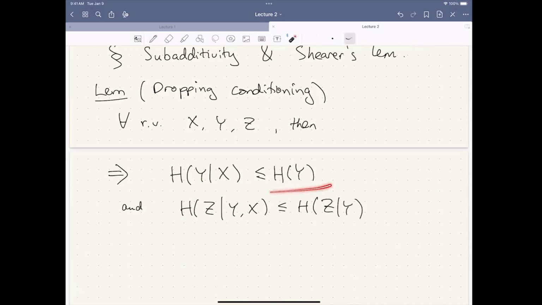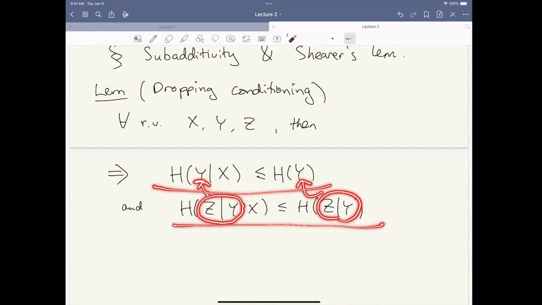I will only prove the first one. The second one is almost the same. You just think of these as one, as the y here, and you have additional conditioning x that you drop.